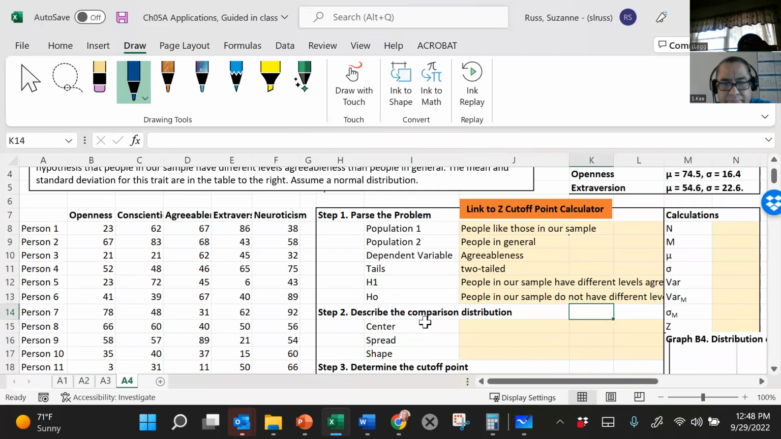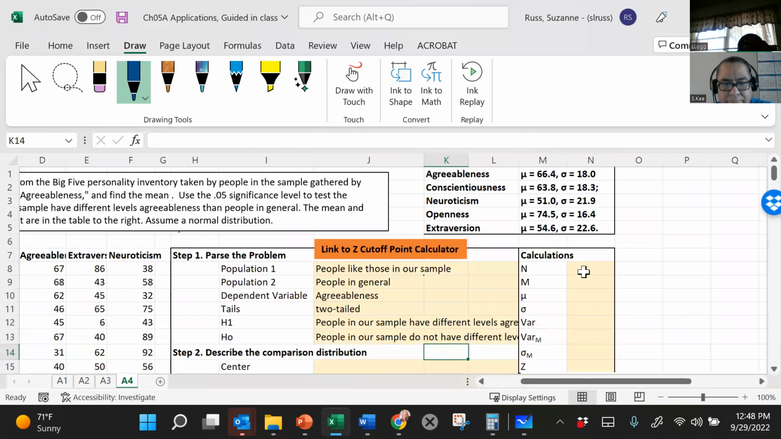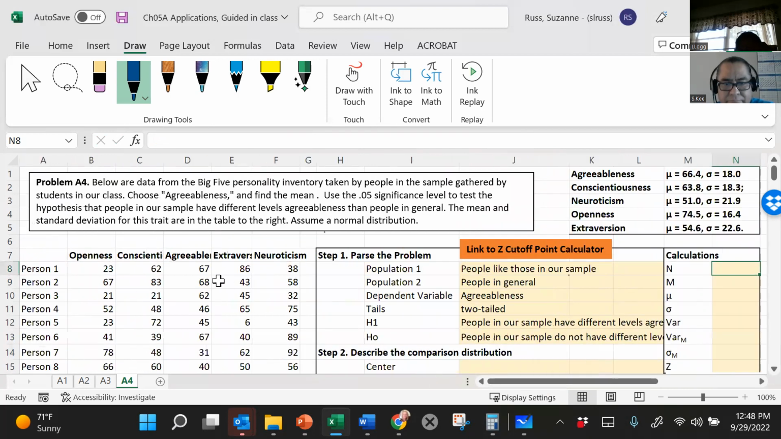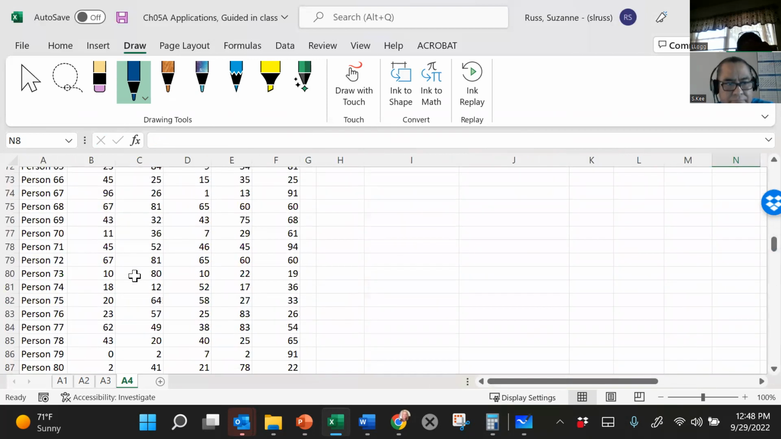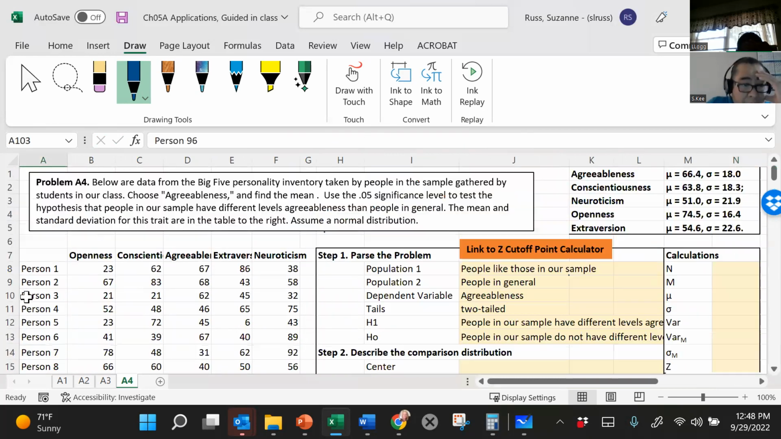Next, in order to define the comparison distribution, we have to pull some information from above. So let's go ahead and see what information we have. First of all, what is N for our sample? I know that I can scroll down and see that we have 96 people. So our N is going to be 96. Our M for this sample, we don't know yet. So let's go ahead and calculate it.